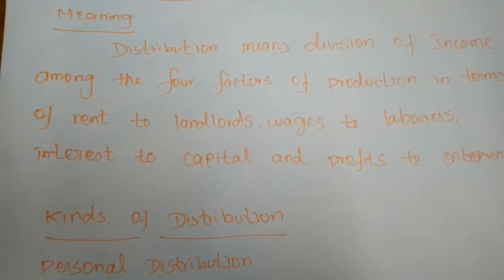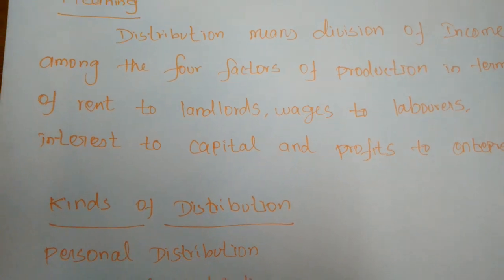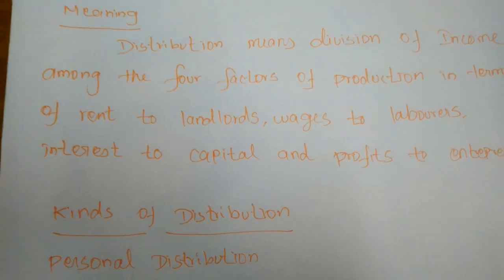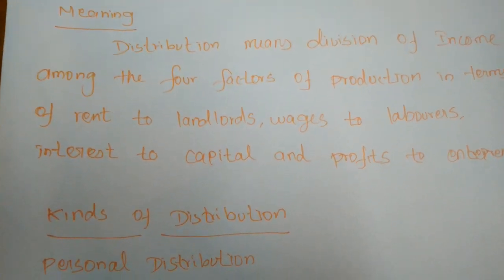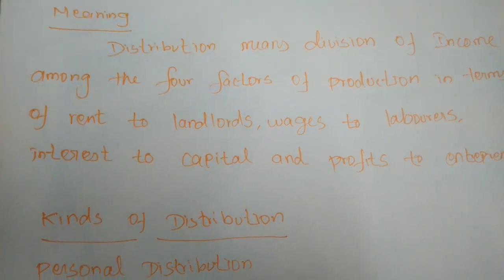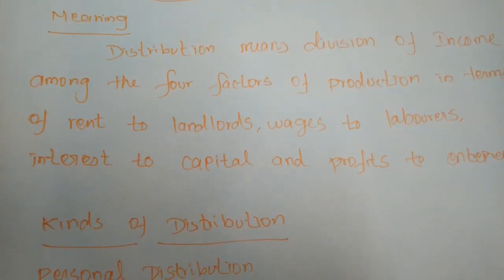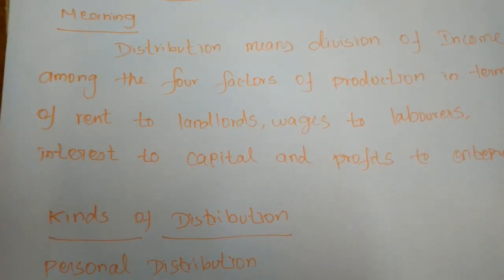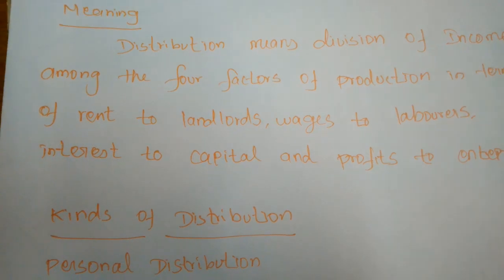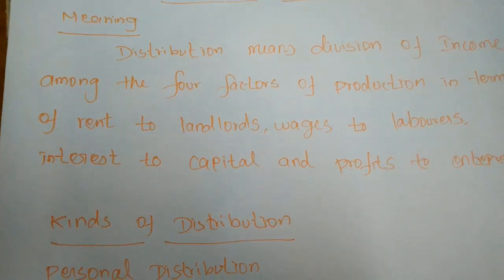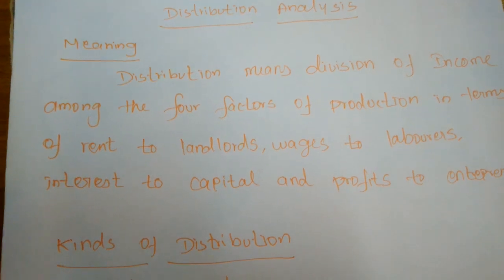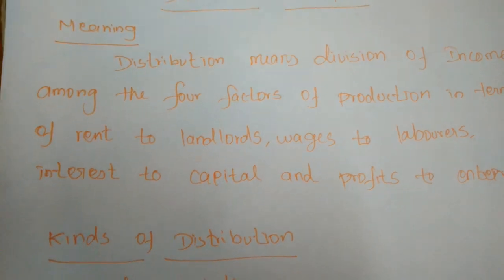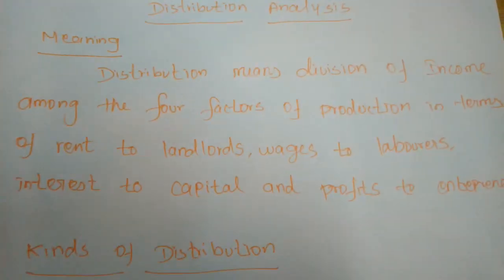Next is profit, for the entrepreneurs or organization. If any organization is undertaken by entrepreneurs, it must get its remuneration in the form of profit. Without profit, the organization will never continue. So distribution means the division of income among the four factors of production in their prescribed forms. The landlord will get rent, labor will get wage, capital will get interest, and the organization or entrepreneur will get profit.